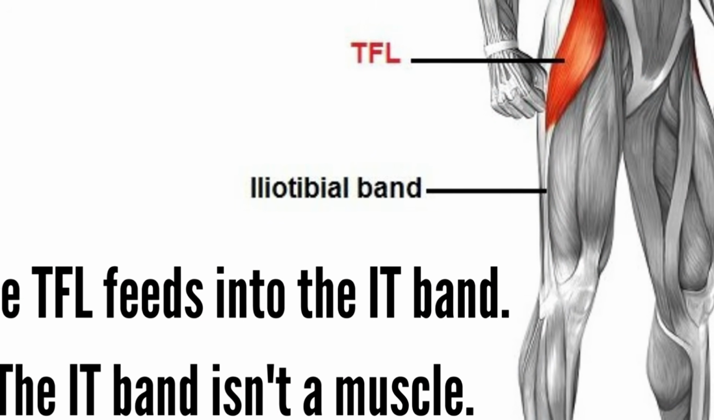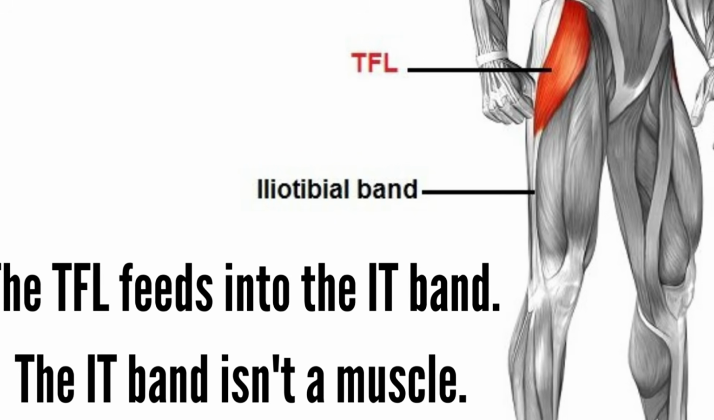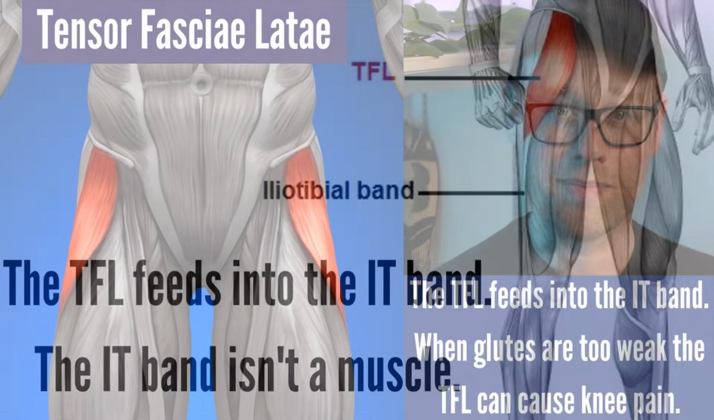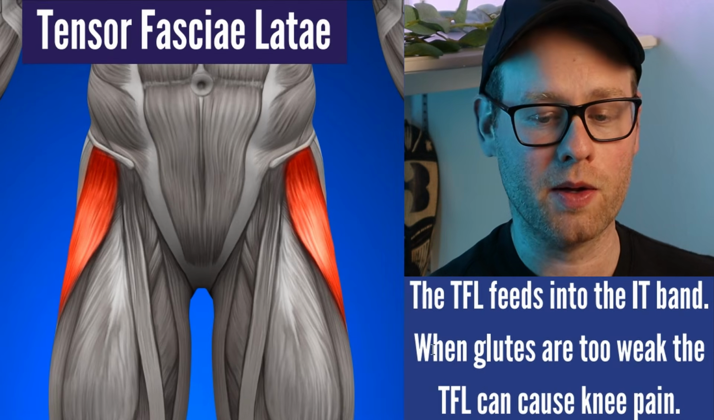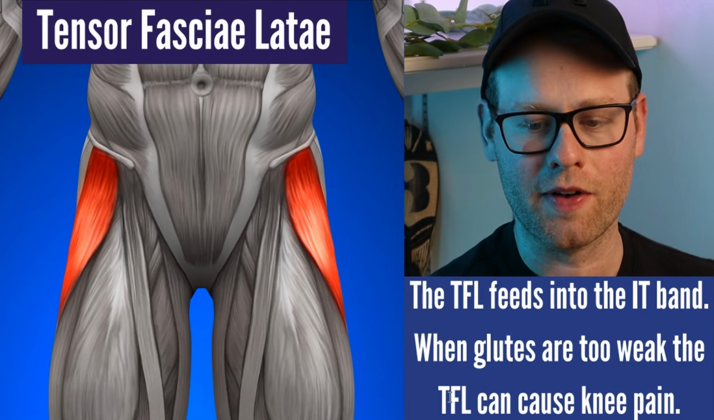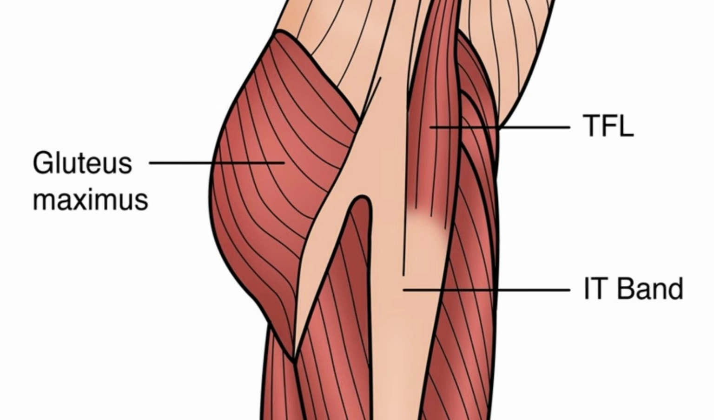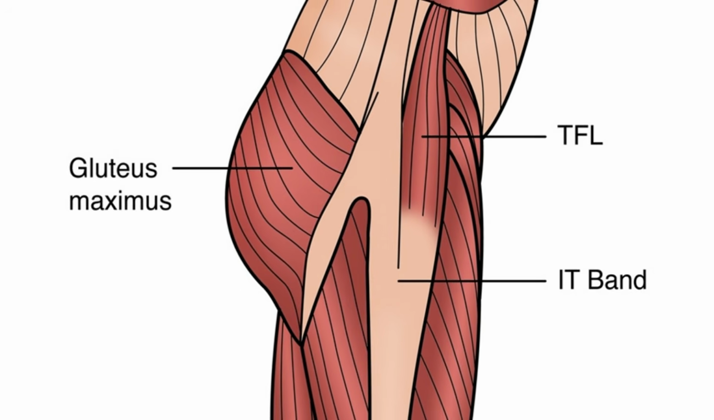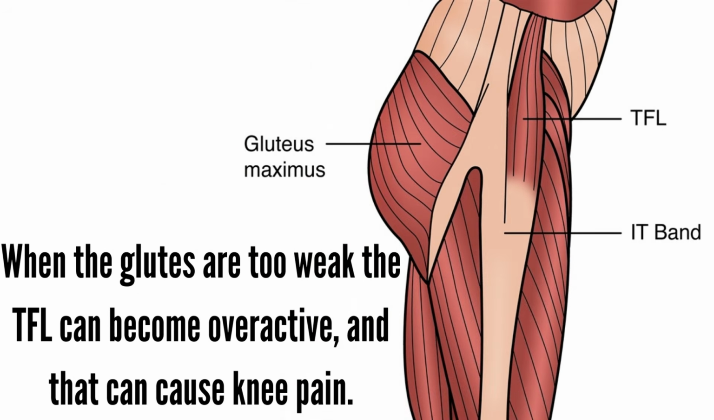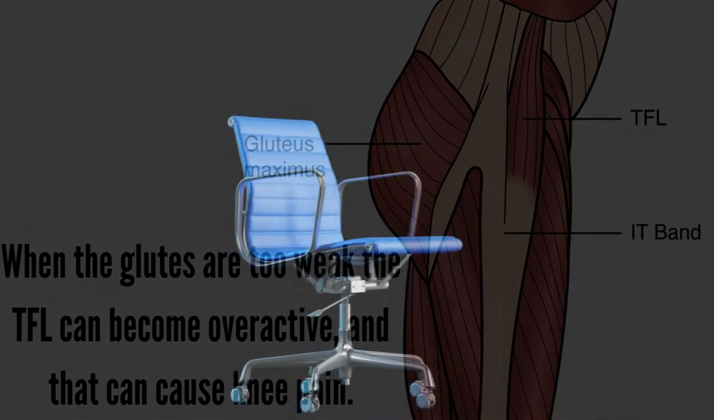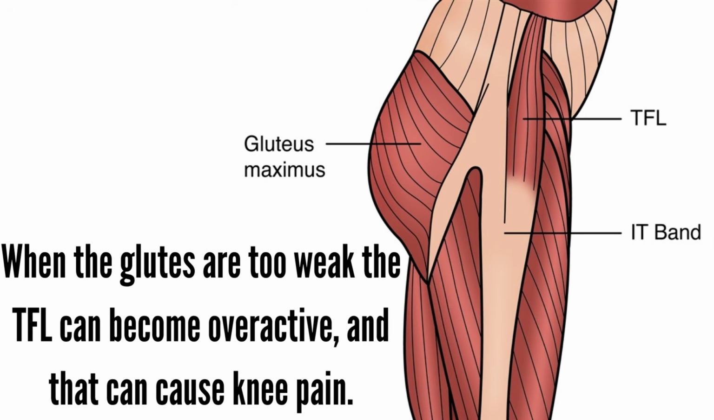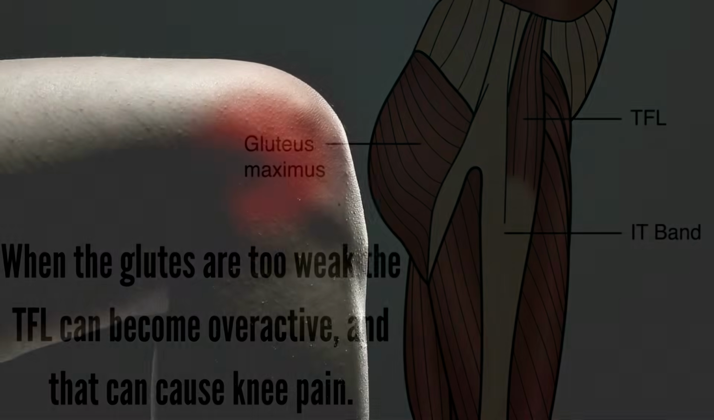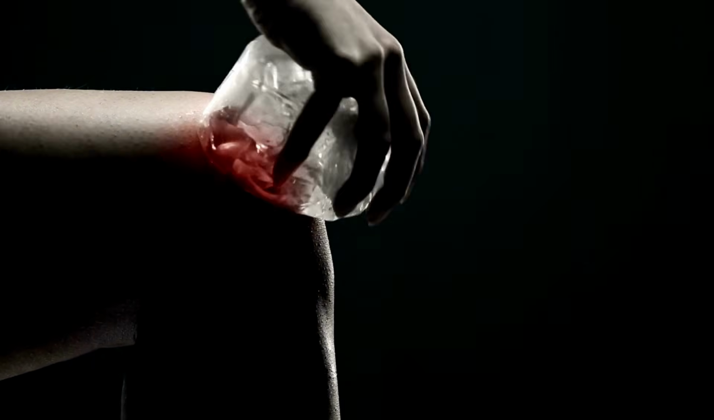It's really much more of a tendinous structure. So you can't actually loosen your IT band the same way that you could loosen a muscle through stretching. Anyways, when the glutes are too weak, the TFL can cause knee pain. Basically, the TFL and the glutes both attach on the hip, and when the glutes are too weak, which they often are from too much sitting, this causes the TFL to become overactive, and that can cause knee pain, especially on the outside portion of the knee, which you can see right here.